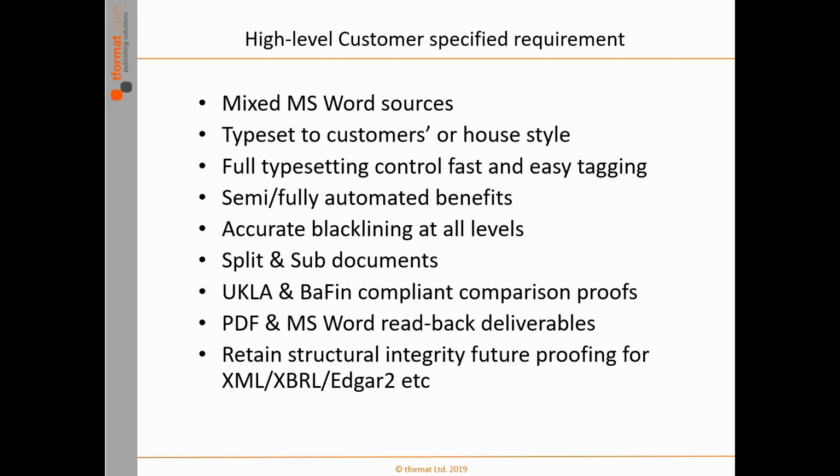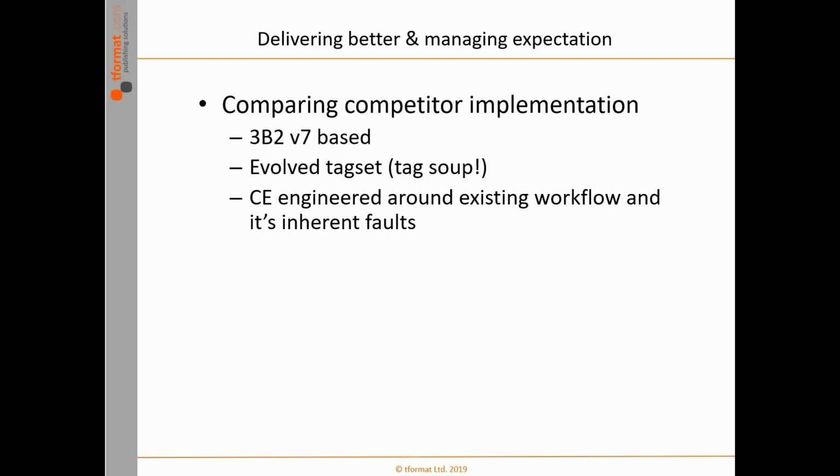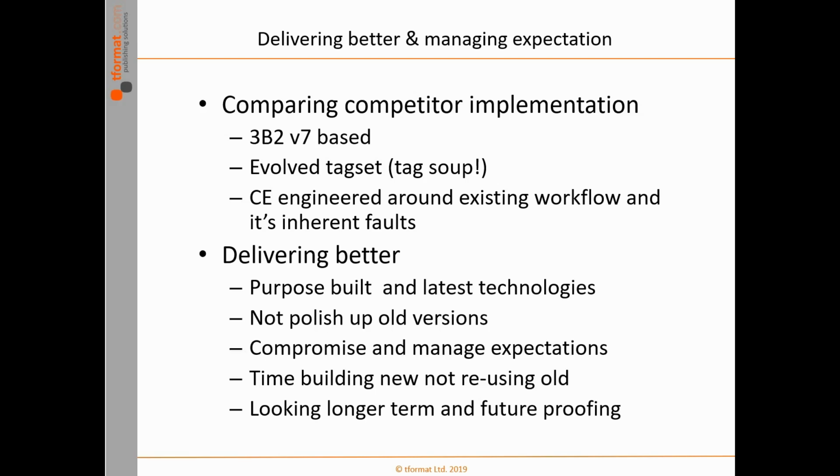The output deliverables were PDF and MS Word readback, but they wanted to also retain some of the capabilities and future-proof the system for other standards that may come along or other requirements they needed to produce from the typesetting system. So initially, we looked at mirroring the existing implementation of 3B2 and our comparison engine that had been done before. Now this solution was based around a very old version 7 of the 3B2 system, and the comparison engine had been engineered around the inherent faults of that system and the evolved tag set and feature set that had been done. But we wanted to deliver better.